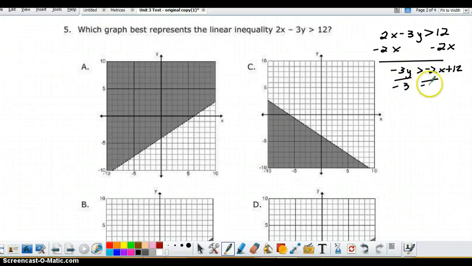Divide by negative 3. So that's y. We're going to shift that to less than because we divided by a negative. Negative over negative is a positive, and that's minus 4. Now this needs to go into my calculator.